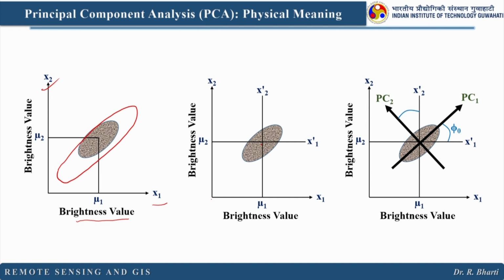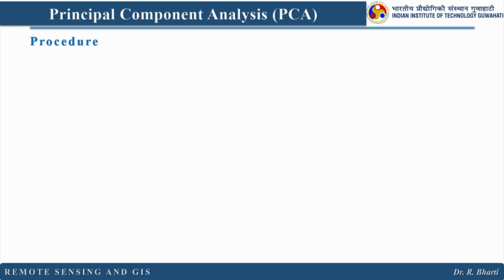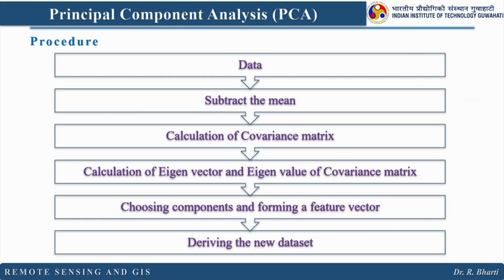This is very important, not only in remote sensing, but in any kind of data analysis, where you can easily apply principal component analysis. So this is the procedure for how we apply it. We have data, then subtract the mean, calculate the covariance matrix, eigenvalues and eigenvectors, choose components, form a feature vector, and derive the new data set. This we have already seen.